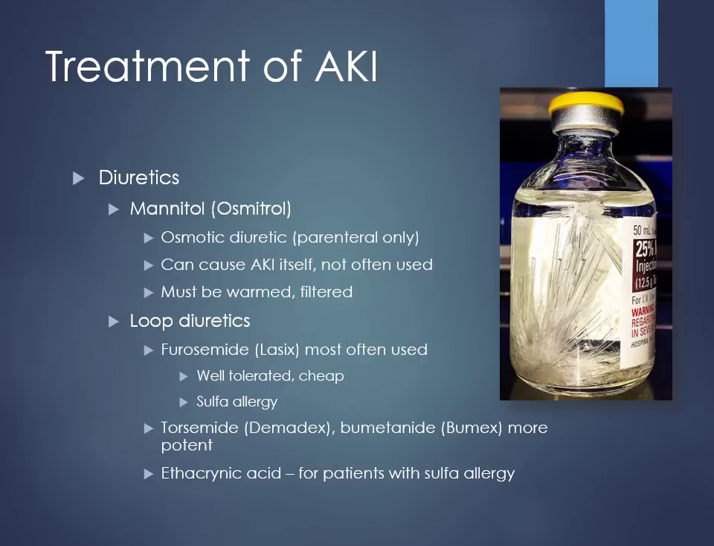Other loop diuretics, we mentioned furosemide is probably the more common one. What other loop diuretics do we have? We have torsemide, we have bumetanide, we have ethacrynic acid. Those are the main loop diuretics you're going to be seeing used. Usually ethacrynic acid you kind of save for patients with sulfa allergies, so you may see that done occasionally.